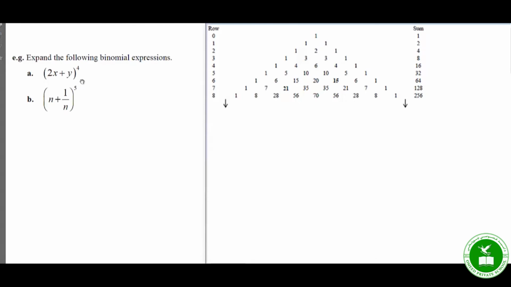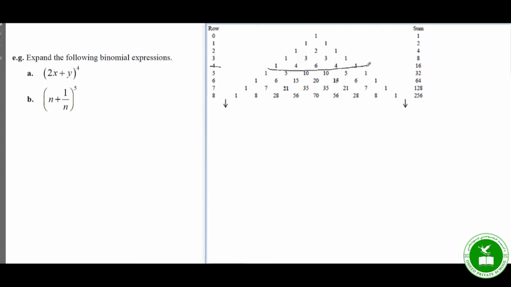As we study the properties of binomial expressions or expansion of binomials, we can expand any binomial using Pascal's triangle. As you see here, we have a Pascal's triangle. Let's expand (2x + y) to the power of 4. First of all, by using Pascal's triangle, we can find the coefficients of this binomial expansion. What are the coefficients? As you see in row 4 here.